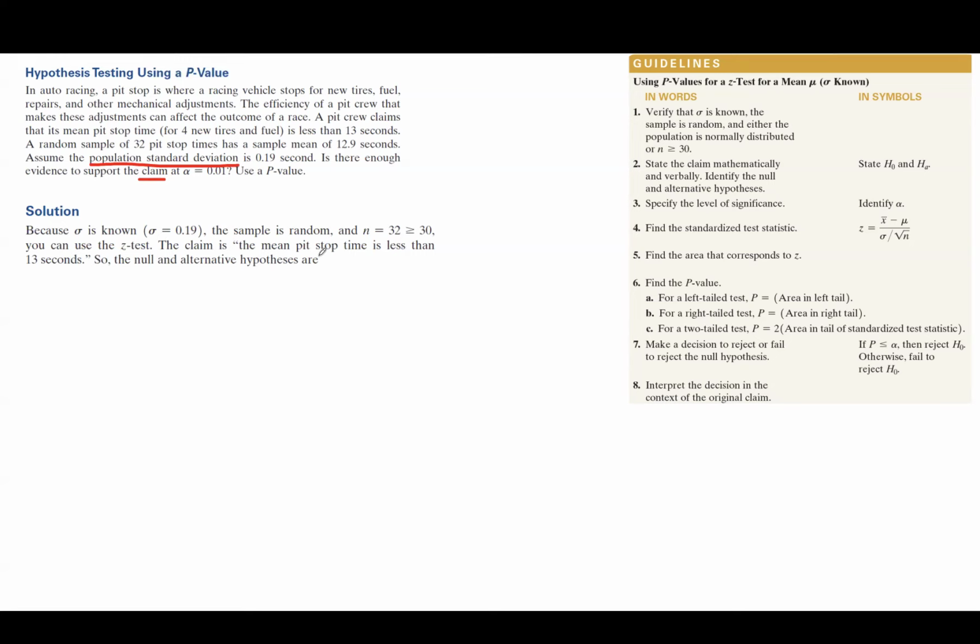The claim is that the mean pit stop time is less than 13 seconds. So the null and alternative hypothesis can be written this way. Because of the keyword less than, you have your alternative hypothesis. This is your claim. It says the average is less than 13 seconds. Its complement says, no, it is more than or equal to 13 seconds. And we want to test this claim. The level of significance is given to us as 1%, alpha.